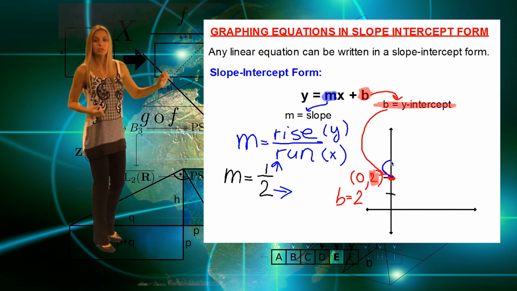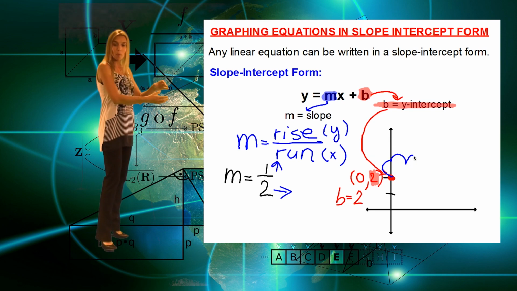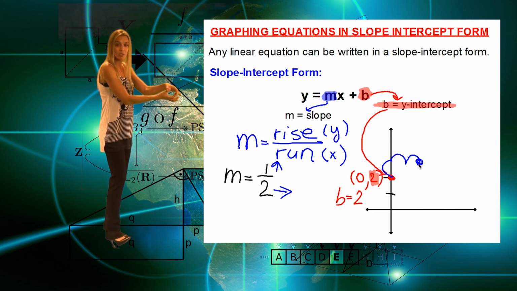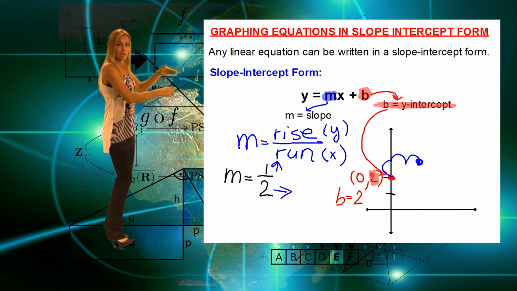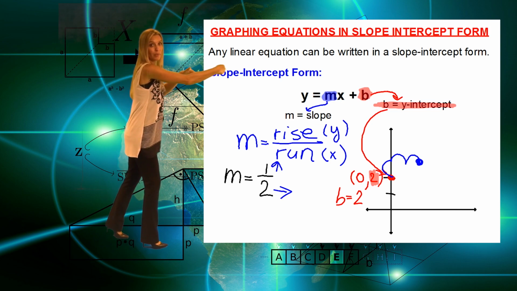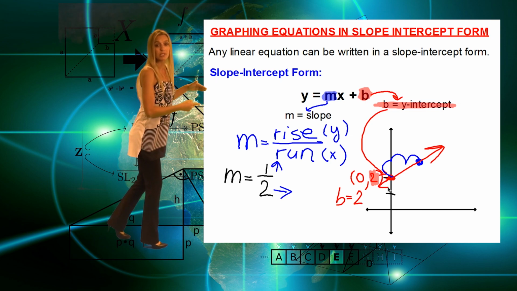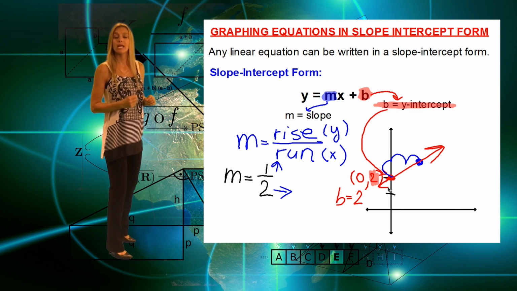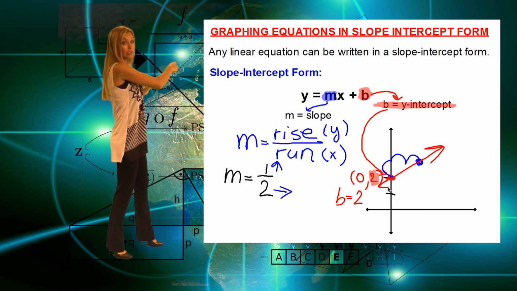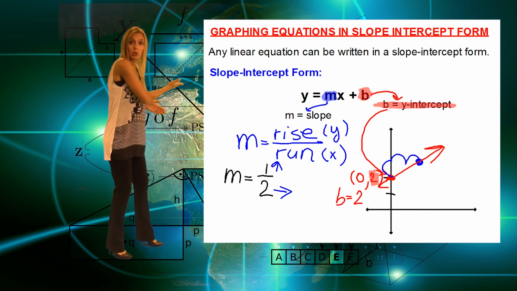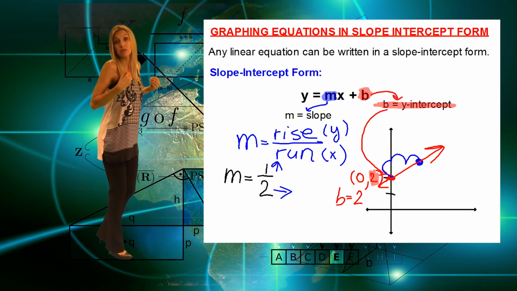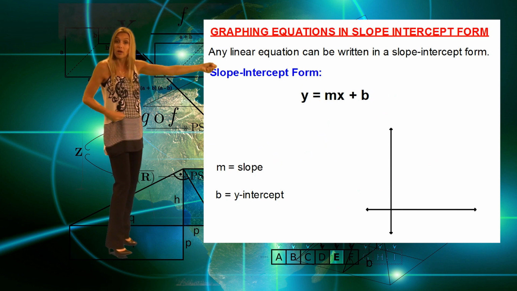So what will I do in this case? I will go from my y-intercept, rise 1 unit up, and then run 2 units over. And that is going to give me the second point. So slope says how do I go from one point to the next. I figure that out, I connect my points, I extend the line, and that is a linear line, a straight line.